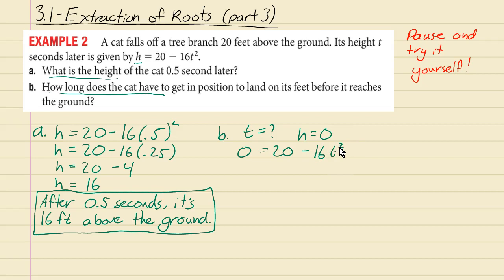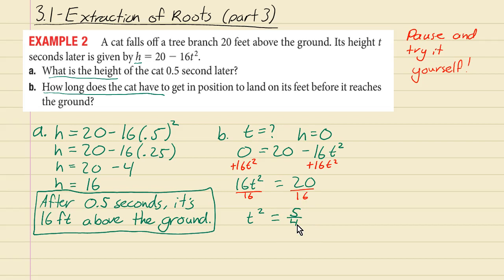And we can solve this with extraction of roots. Try to get the t by itself on one side. I'll add 16t squared to both sides. That will give you 16t squared over here, and that cancels out on that side to give you 20. And to get the t by itself, let's divide both sides by 16, which would be t squared equals 20 over 16. You can reduce that to 5/4.